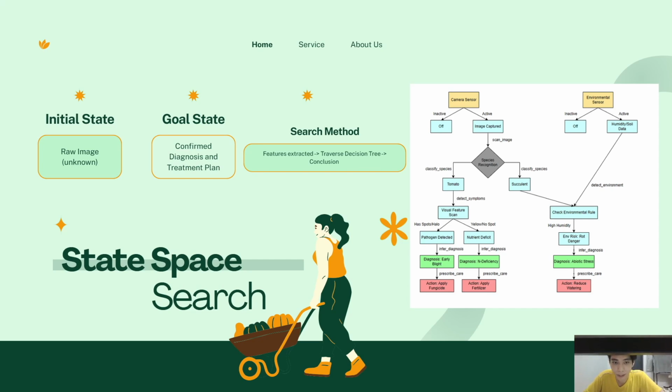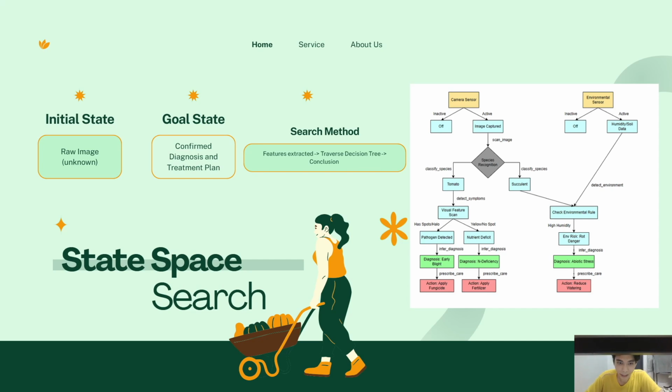So for the last one, it will be the environmental context. For plants like the succulents, the search also checks for the environmental rules. If the sensor reports high humidity, the system will identify a rot danger.